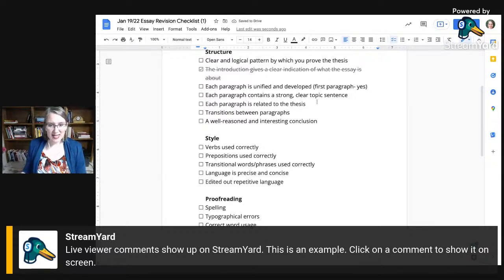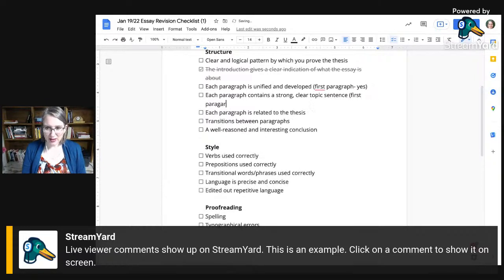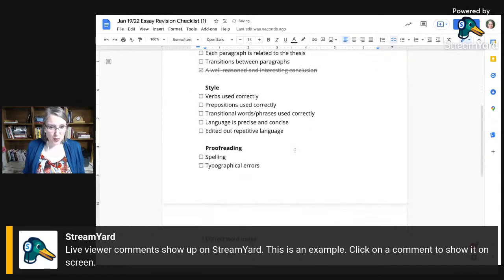Each paragraph contains a strong, clear topic sentence. So let's just talk about the first paragraph. Each paragraph is related to the thesis. No, I would say that second paragraph wasn't strongly related. Were there transitions between paragraphs? I would say we could work on some transitions. The conclusion seemed to work.